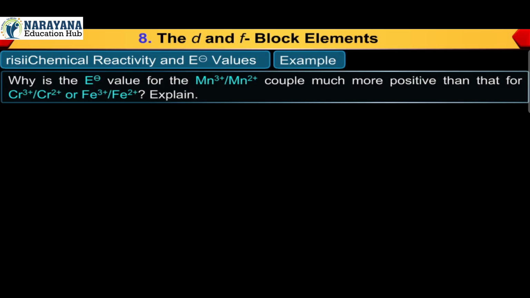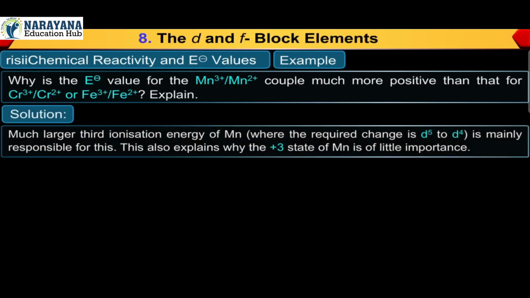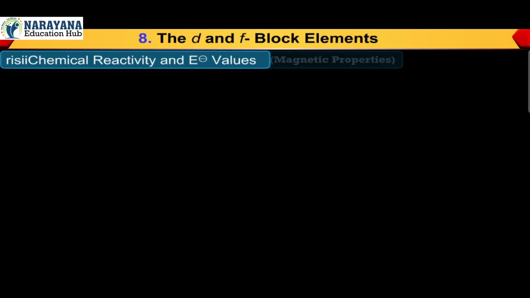Example: why is the E standard value for the Mn3+/Mn2+ couple much more positive than that for Cr3+/Cr2+ or Fe3+/Fe2+? Explain. Solution: much larger third ionization energy of Mn, where the required change is d5 to d4, is mainly responsible for this. This also explains why the 3+ state of manganese is of little importance.